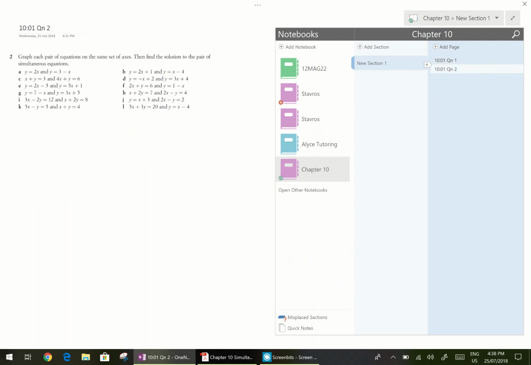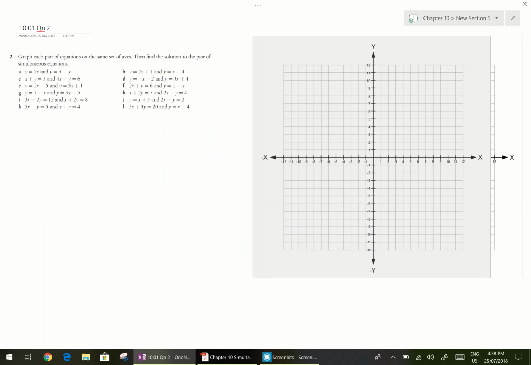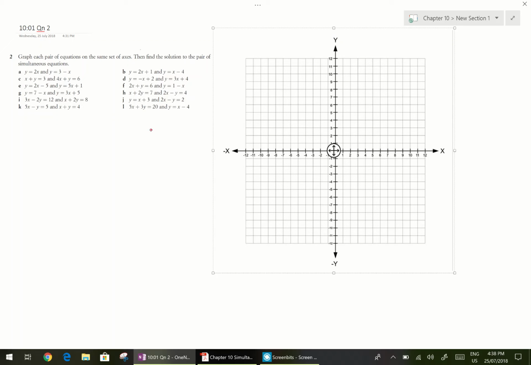When you move on to question 2 though, it's a bit more difficult. You actually have to graph the two lines yourself, and you have to find where those two lines cross. So that's a little bit more difficult. What I'll do is I'll do question A and I'll do question L. So question A, the two lines are y equals 2x and y equals 3 minus x. So y equals 2x. We need to find out how to graph that. I'm just going to write y equals 2x here.